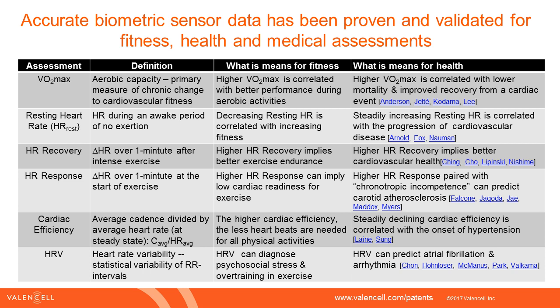And then the last one here, heart rate variability, is one that has a lot of mystery behind it, I guess. But really, the reality is it's just simply statistics done on the RR intervals. And with heart rate variability, you can diagnose a number of different things, both psychosocial stress, overtraining, exercise. You can even use heart rate variability to predict atrial fib or arrhythmia by processing the data signals.